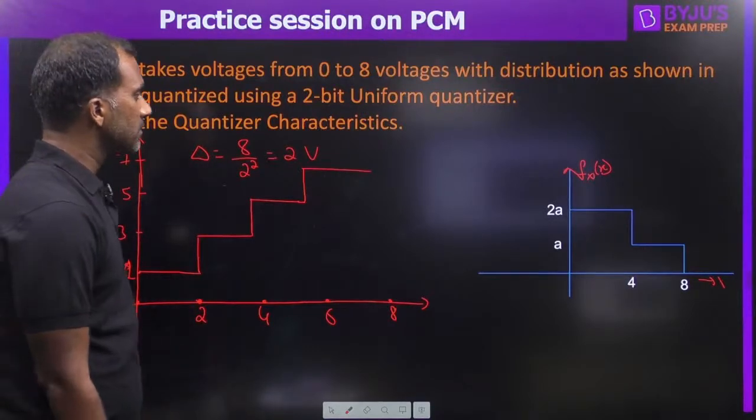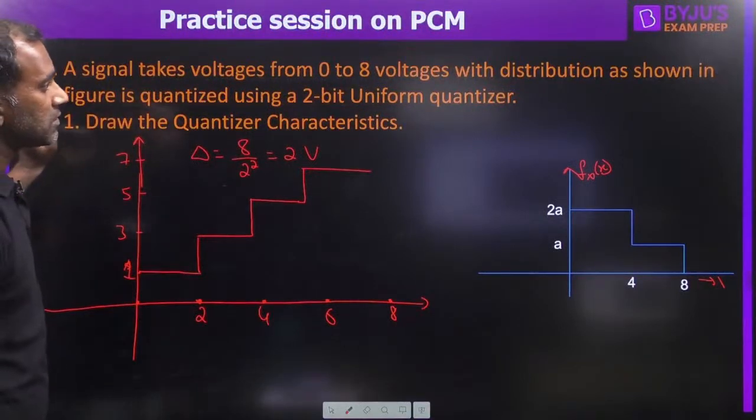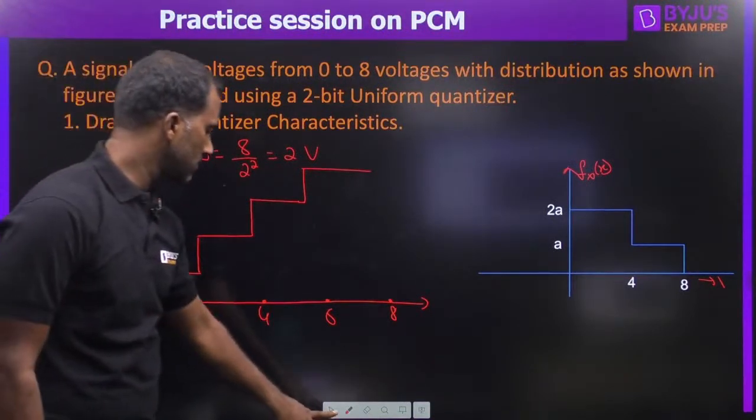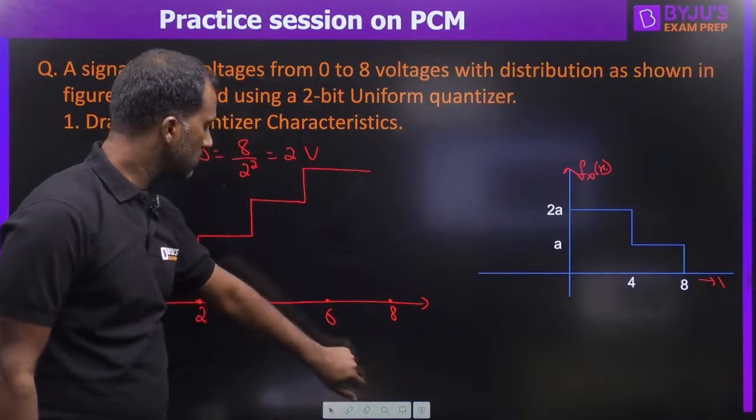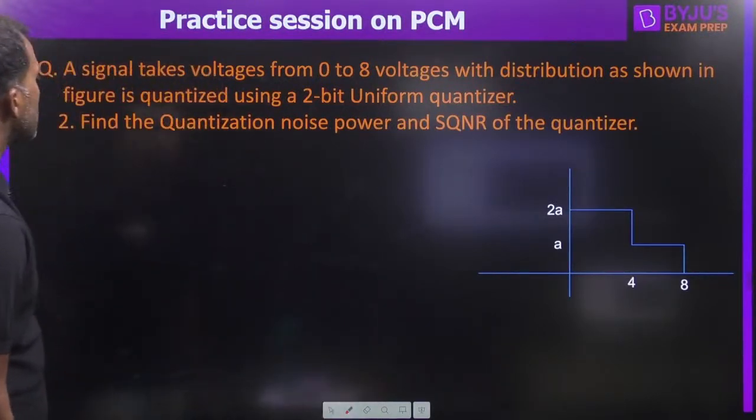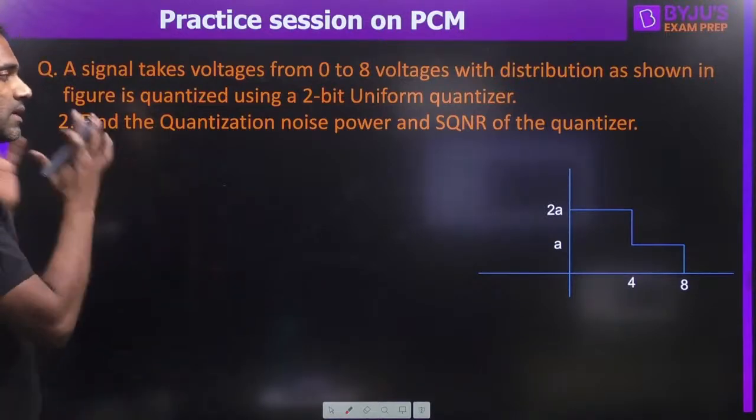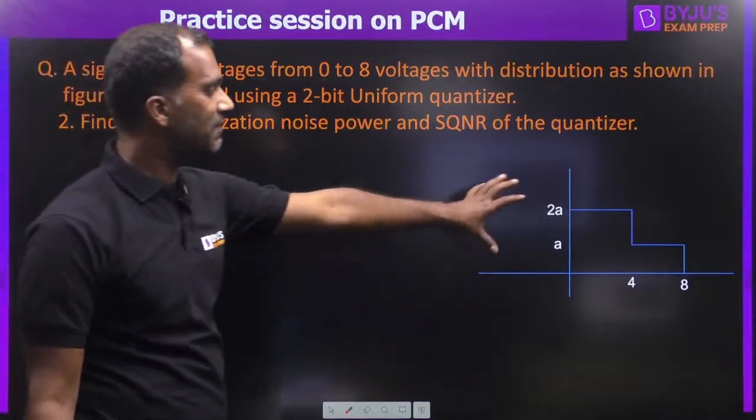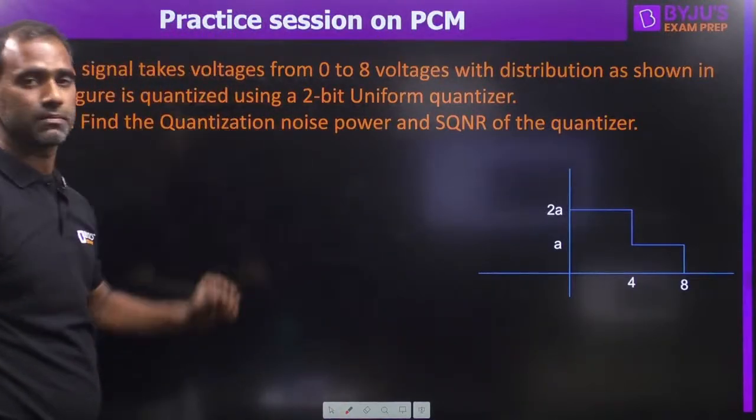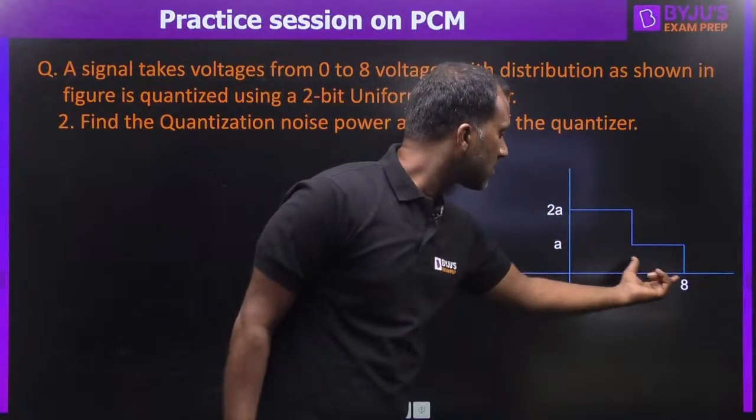Let's move on to the next question. The same data, I have given you one more question. Find the quantization noise power and SQNR of the quantizer. This is the important question. The reason I have given you this question is that the PDF is not uniform. This is constant in this region and constant in this region.